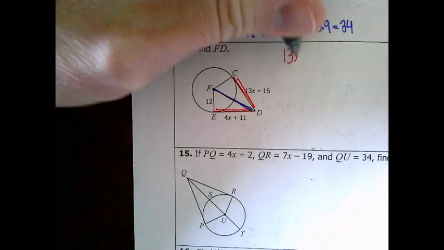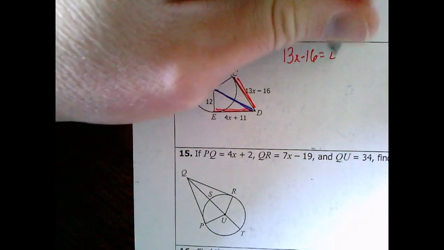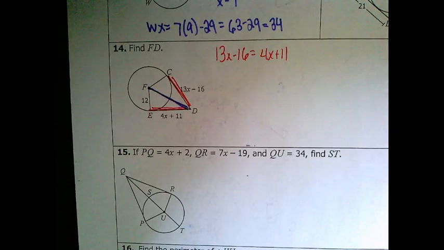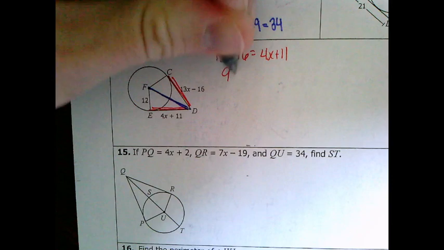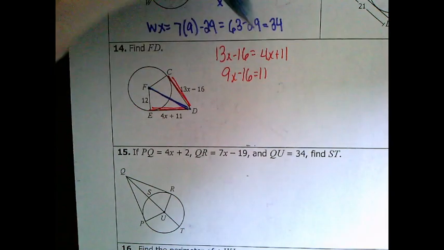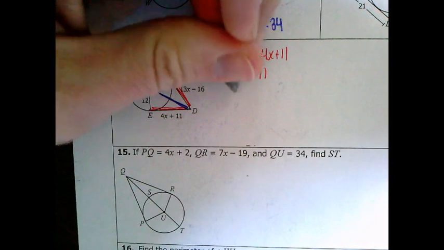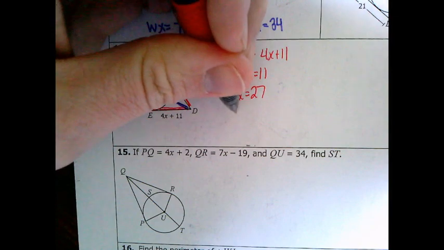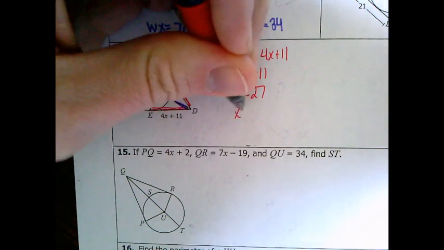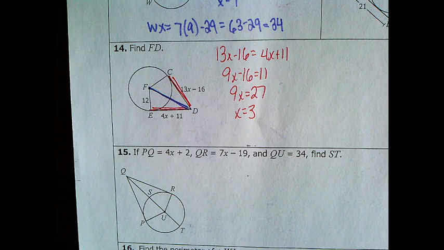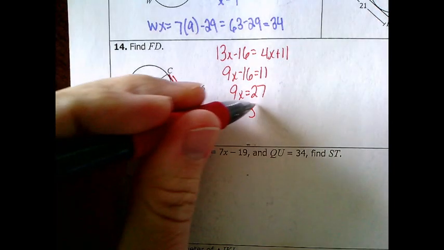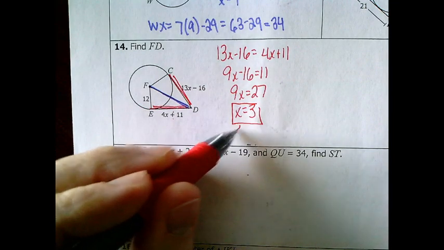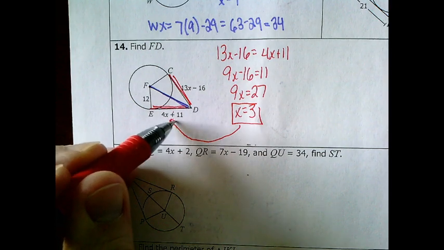So let's do that first. Okay, I'm going to start off by subtracting 4x from both sides. It's going to give me 9x minus 16 equals 11. Add 16 to both sides. Okay, divide by 9, so x is 3. Okay, so that's step 1. Now I can take this value and plug it back into either one of these sides. Doesn't matter, I'm going to plug it into this one right here.